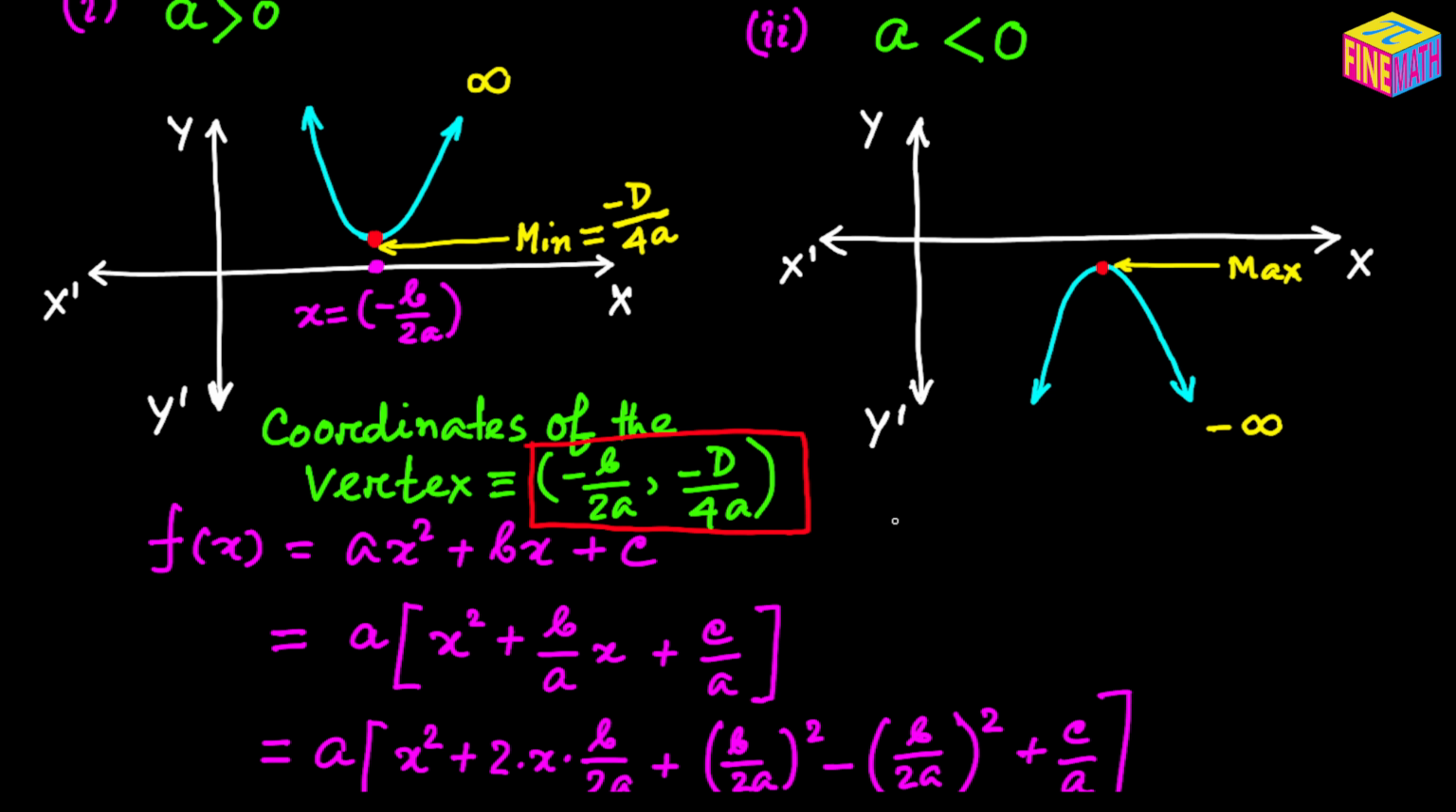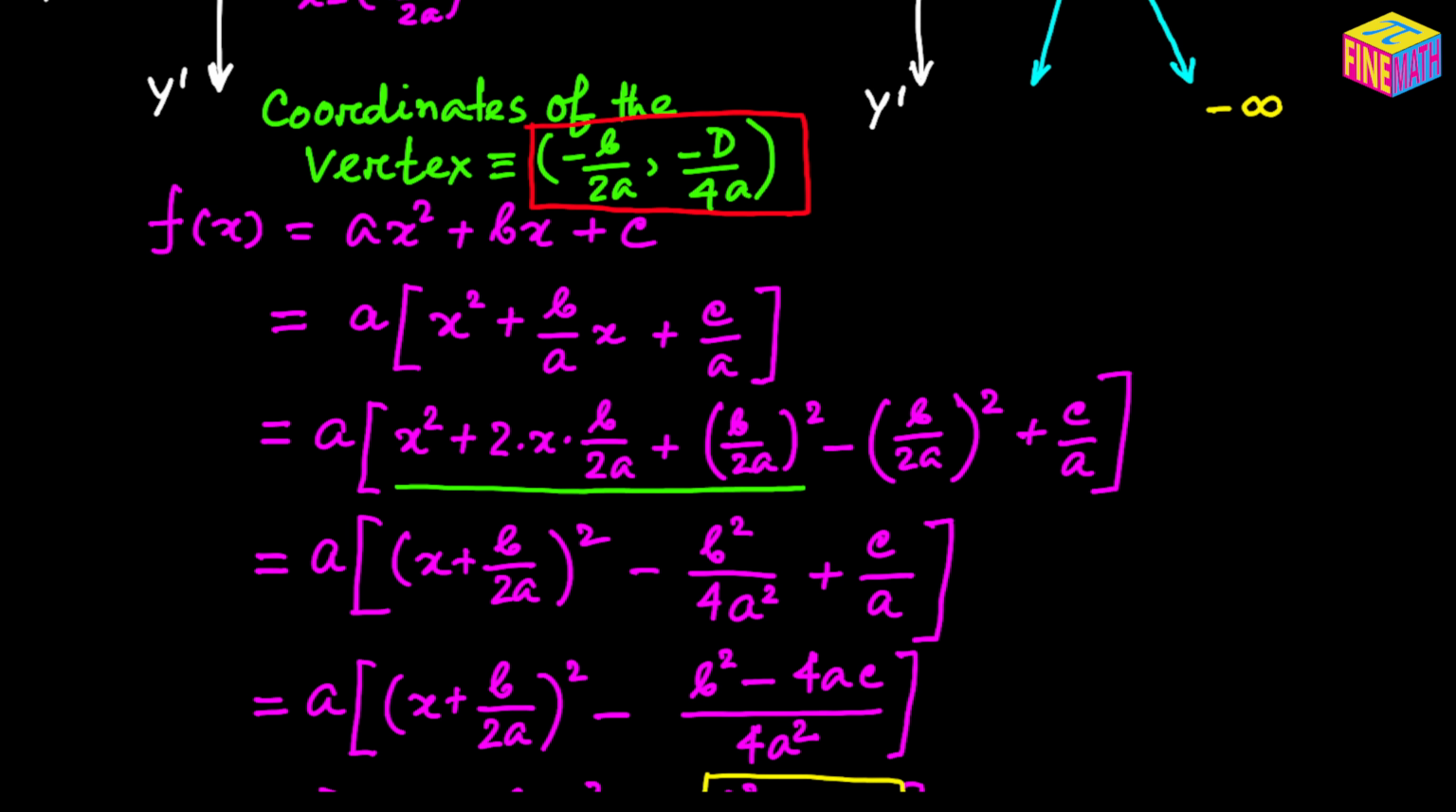The only thing you have to remember is that when a is positive, the vertex is at the lowermost position of the function graph, and when a is negative, the vertex is at the highest position of the graph. But in both the cases, the coordinates of the vertex will be negative b by 2a and negative d by 4a. Also, we can calculate this via calculus.